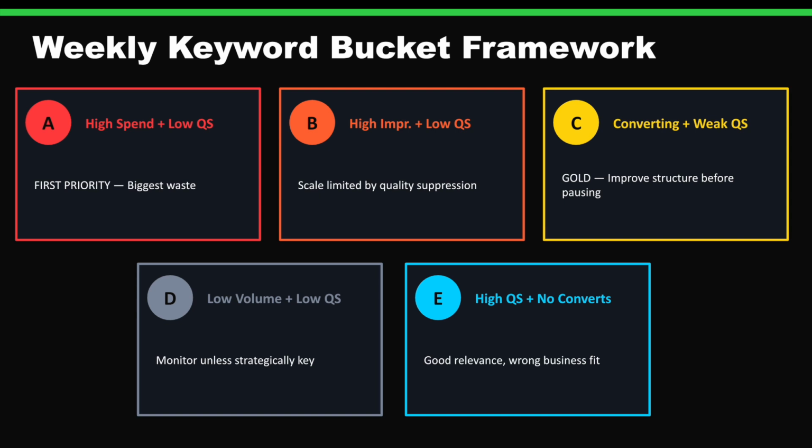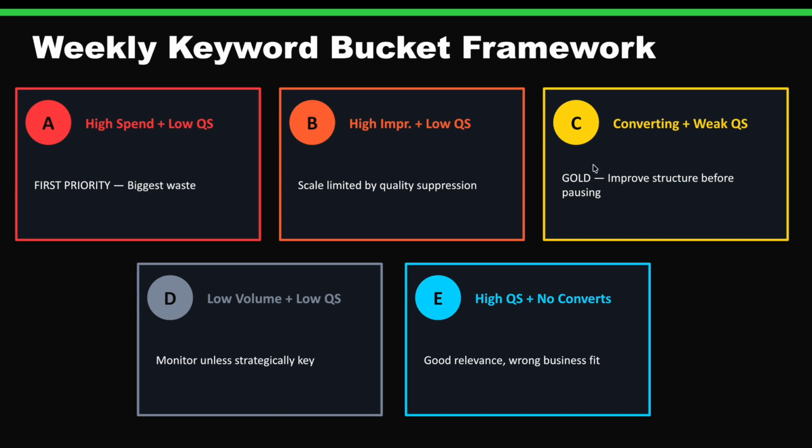When you are managing an account weekly, you cannot analyze every single keyword equally. This is the bucket system I use. Okay, so bucket A is high spend and low quality score. These keywords are showing a lot, but quality is pulling them back. You are losing scale because of poor efficiency. Bucket B is high impression and low quality score. These keywords are showing a lot, but quality is pulling them back, so you are losing scale because of poor efficiency.